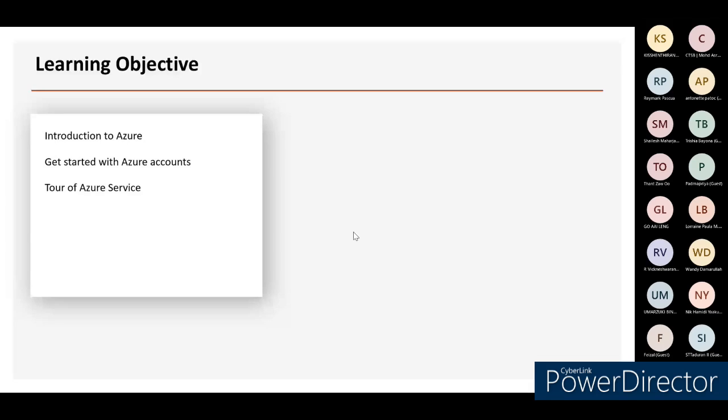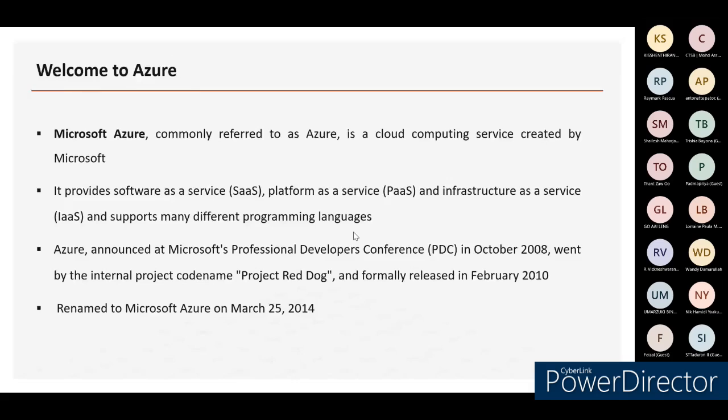Now, looking at Microsoft Azure, Microsoft started on the cloud from 2008 onwards. The first product was in 2008, and that project was known as Project Red Dog. Later on, a lot of transformation happened, and finally we are standing on the latest Microsoft Azure product.